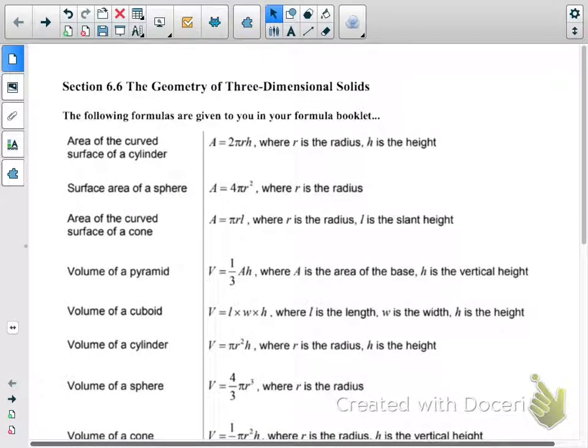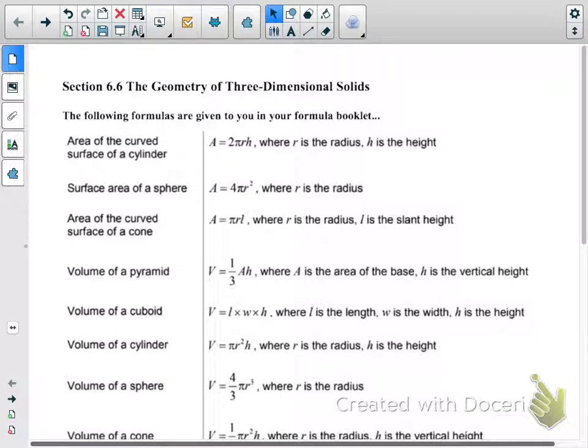Okay, so section 6.6, now we're kind of switching gears a little bit. Still talking, this chapter is geometry and trigonometry, so obviously this is going to be geometry, but we'll be using trigonometry really more tomorrow when we're doing some of our applications of these things.